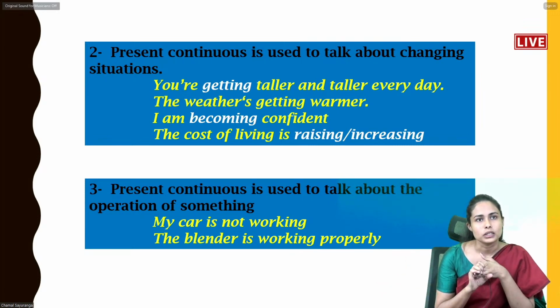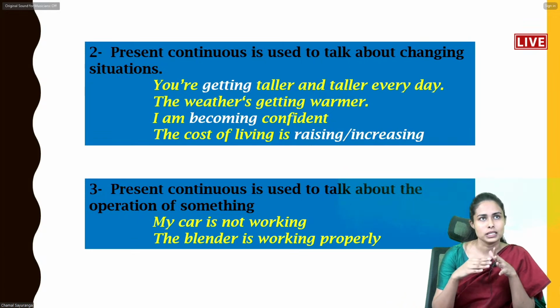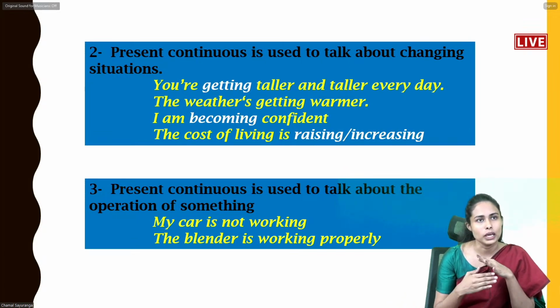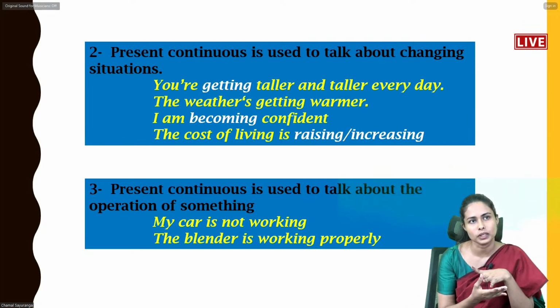I am becoming confident. Now, I am becoming confident in speaking English. The cost of living is rising or increasing. These days, the cost of living is increasing, right? It is a changing situation, then you can use present continuous tense. And also, the present continuous tense is used to talk about the operation of something, especially technical things or machines. For example, my car is not working. My car is not working now. At the moment, it is not working. The blender is working properly.